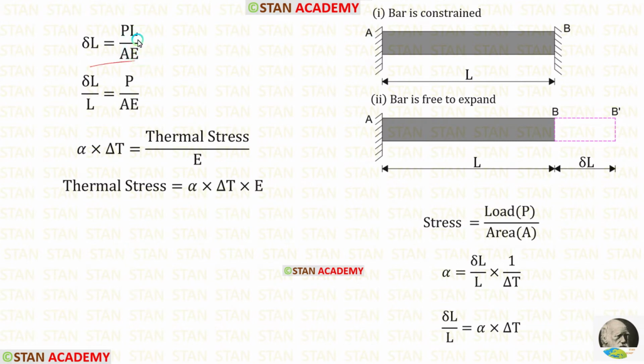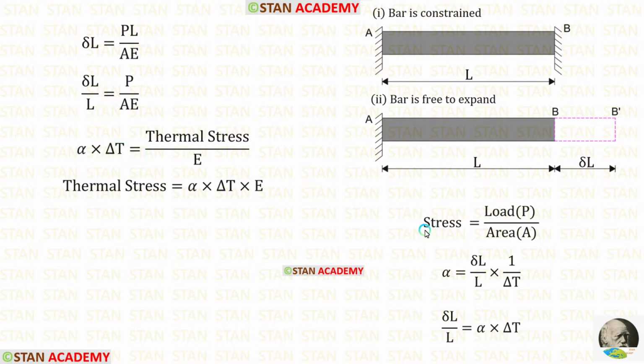Here we can take L on the left side, so it will come in the denominator. Initially we have formed this equation. We can take delta T on the left side, so we will get delta L upon L is equal to alpha into delta T. For delta L upon L, we can use alpha into delta T.